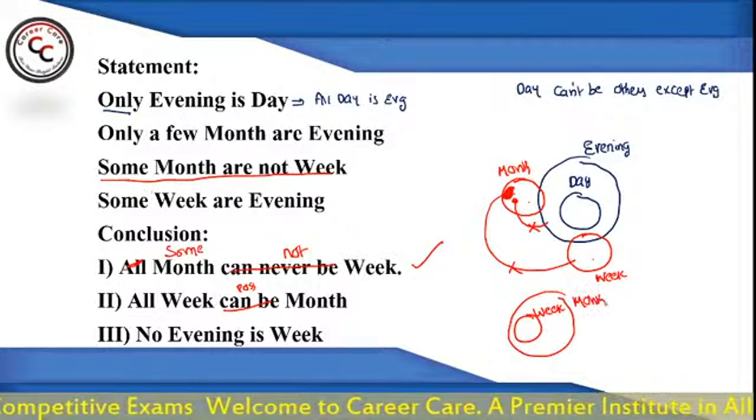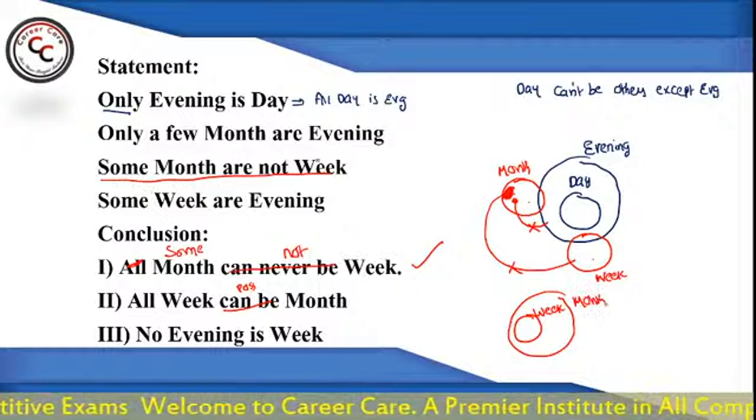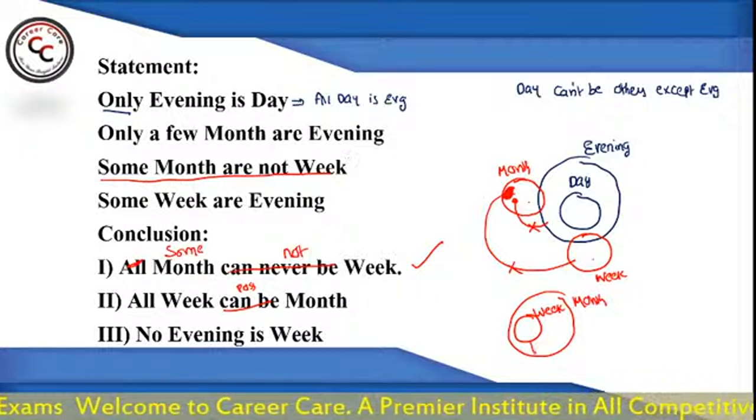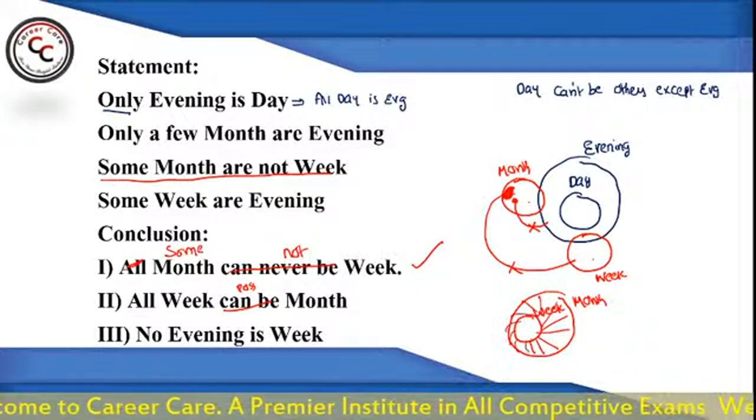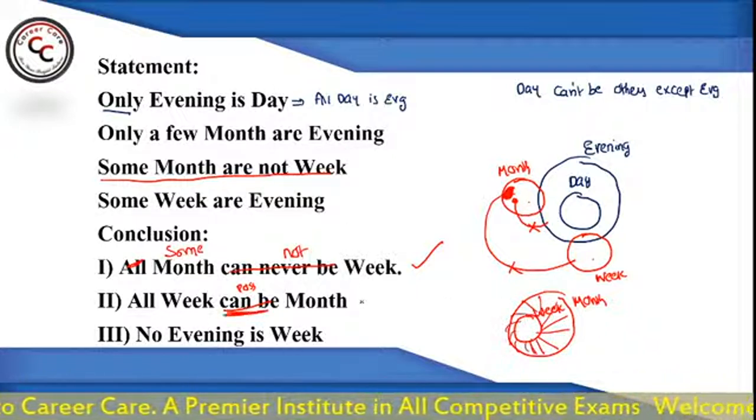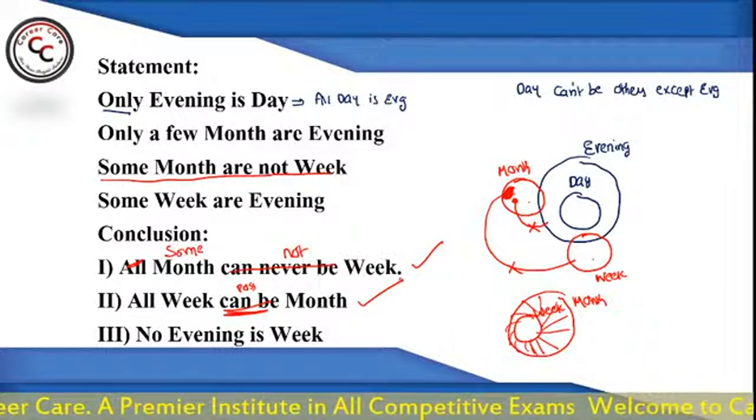What does the statement say? In between month and week, some month are not week. So this part says some month are not week, no problem. You can draw a diagram like this in possibility case. So the second conclusion will also be true, no problem.